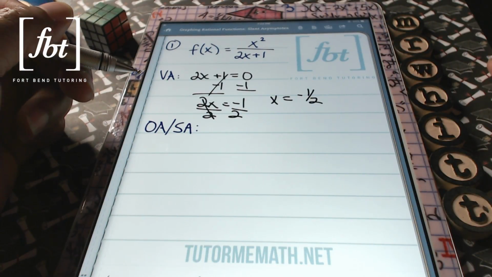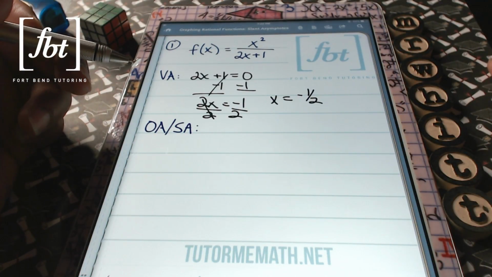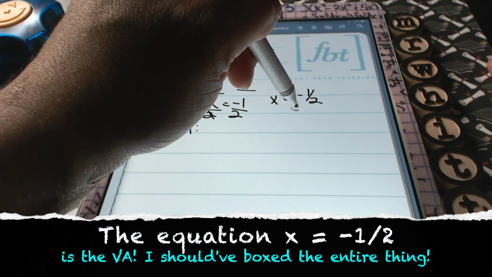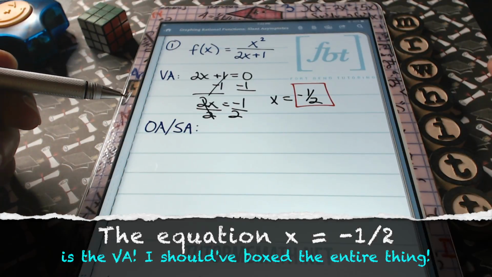This is our vertical asymptote, and of course, it's going in a red box, because that's where we place our solutions. Red box it. That's right.